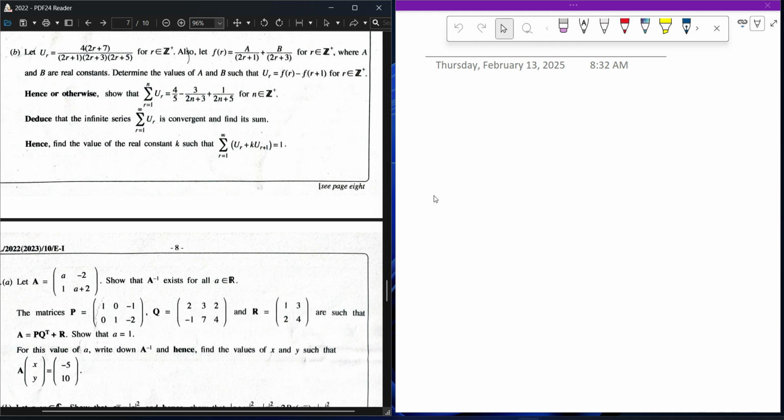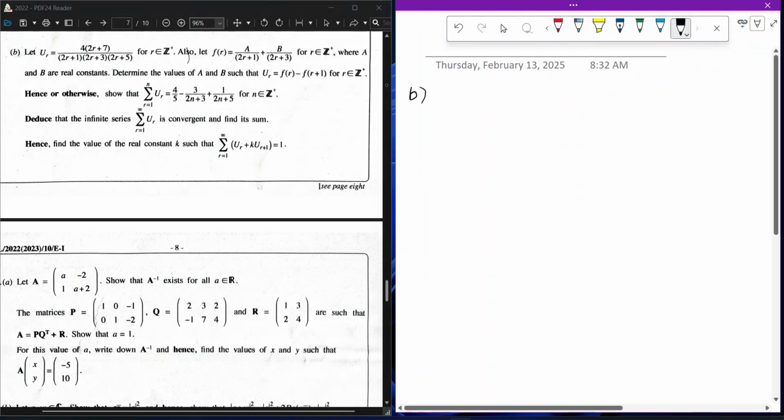Hello, my dear friends. Today we'll be discussing part B of the 2022 PO Maths paper, and we'll directly move on to the question on series. Let's start with part B.